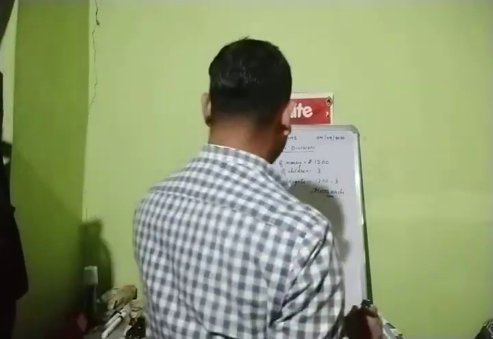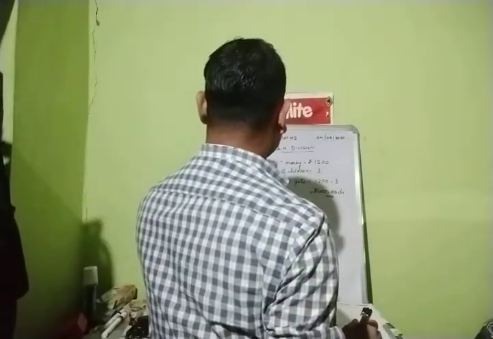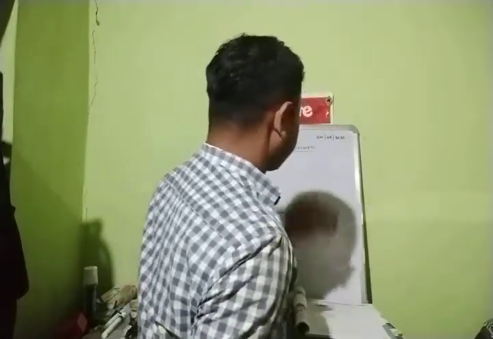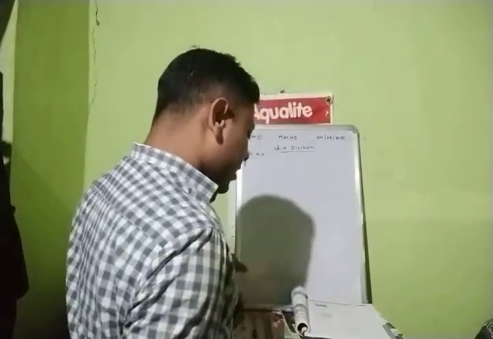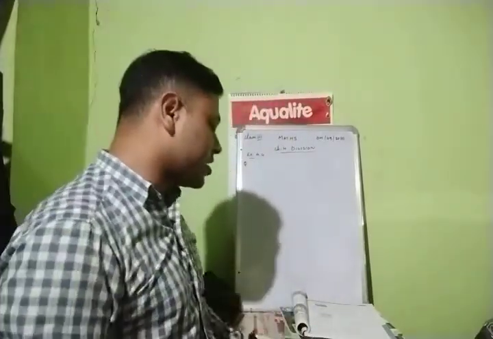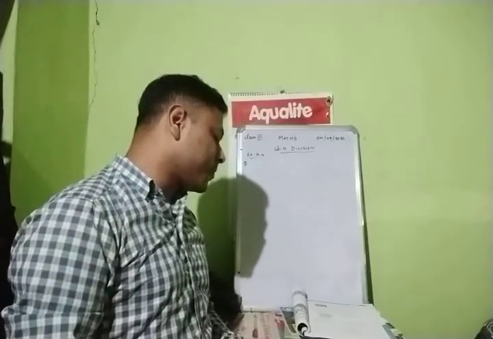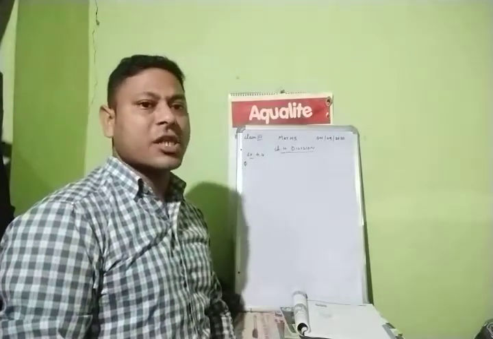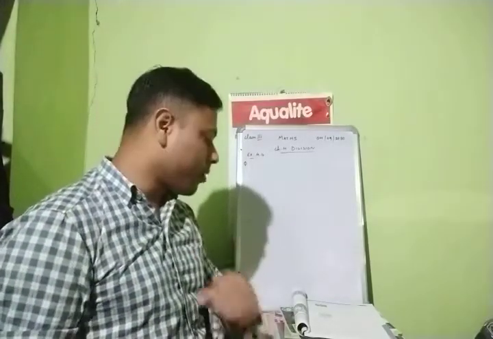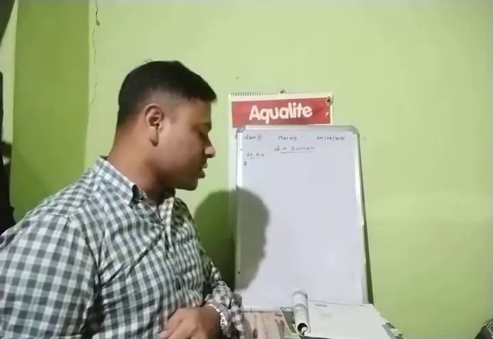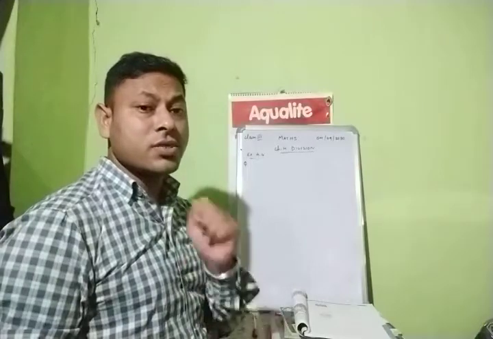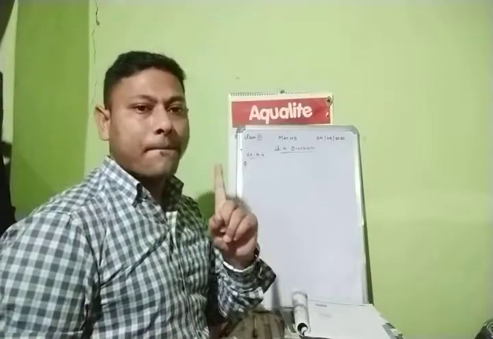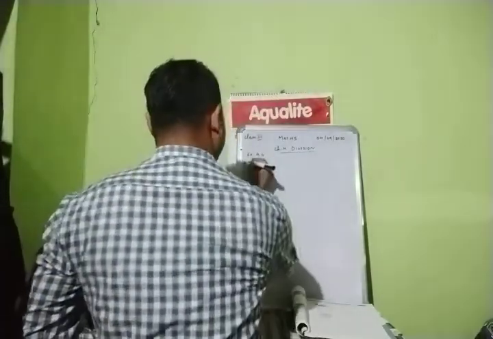Now let us do question number 5. If the cost of 24 books is rupees 3,240, then find the cost of one book. Now, 24 books I have purchased from a bookshop, and I paid 3,240 rupees. So how much is the cost of one book? That we have to find.